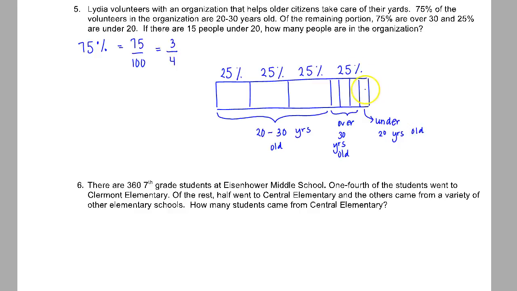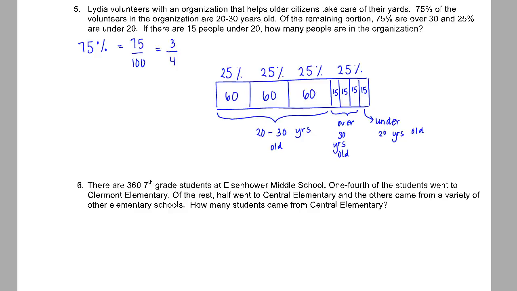If there are 15 people under 20, how many people are in the organization? So I can see that if 1/4 of that last section represents 15 people, then each of those fourths in that last section also represent 15 people. So looking at my model as a whole, I can see that 15 times 4, or 60, represents 25%. So I can now fill in 60 volunteers for each of my 25% boxes.